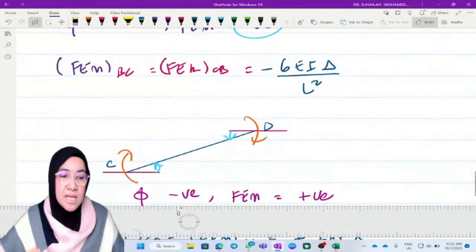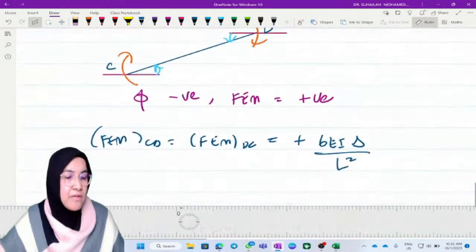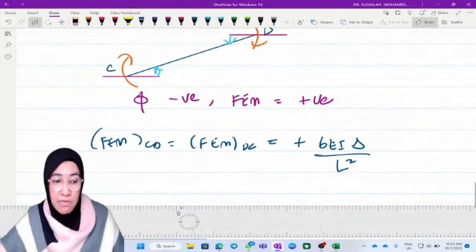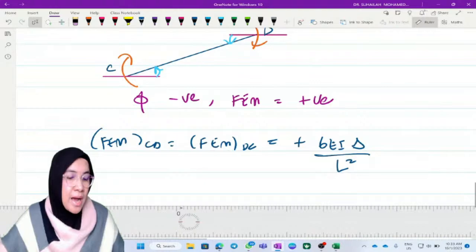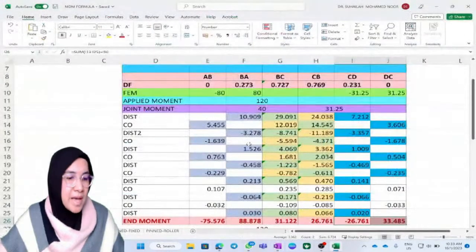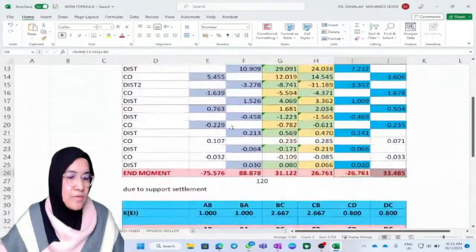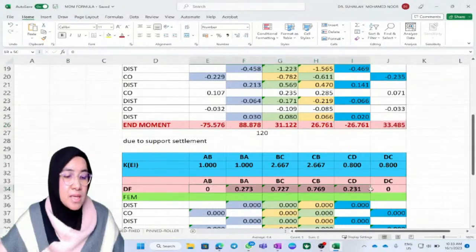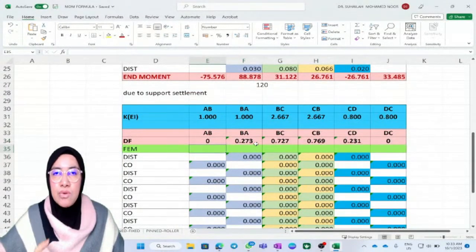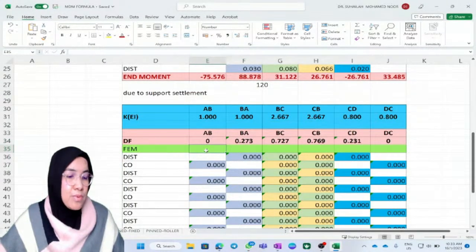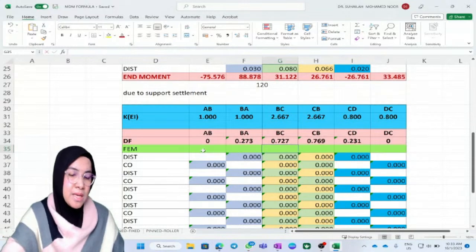So we have negative 6 EI delta over L squared for BC, with L 1.5, and positive 6 EI delta over L squared for member CD, where L is 5 meter. Okay, I open back Excel. We use the same distribution factor, the same stiffness factor, so the difference is only due to FEM. We have to calculate FEM for BC and CB.